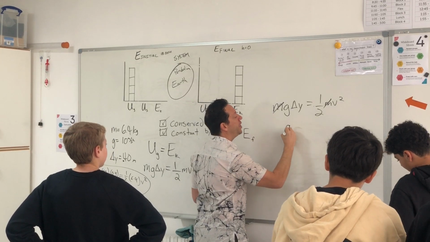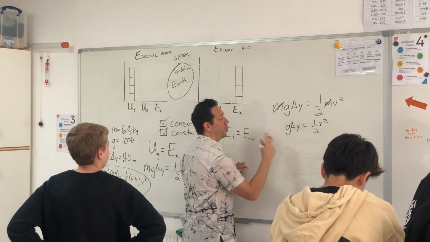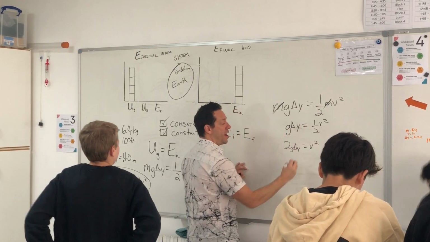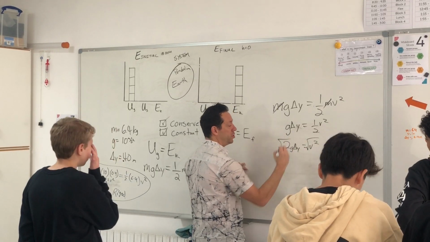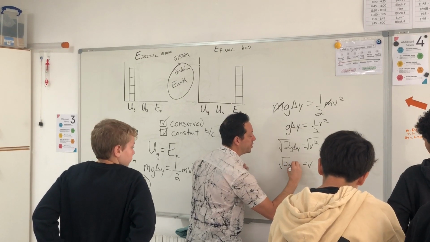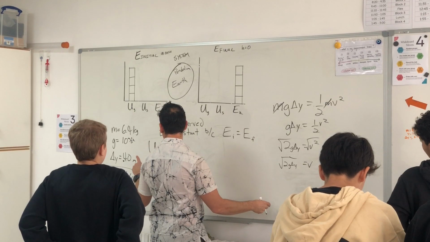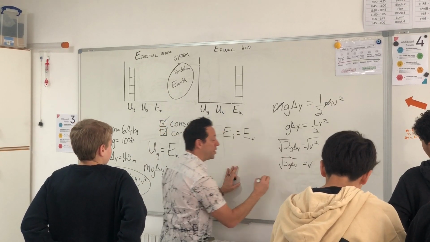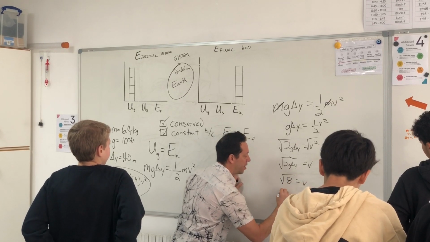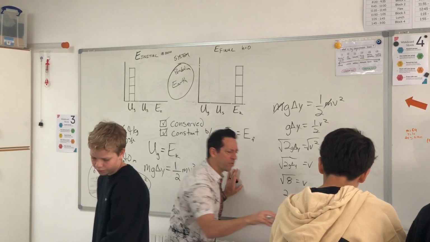So now I've got g change in y is equal to 1/2 v squared. Multiply 2 on both sides: 2g change in y is equal to v squared. I can square root both of these to get v equal to the square root of 2 times g times change in y. 2 times 10 is 20, times 0.4. 20 times 0.4 is equal to 8. I also got square root of 8, which, if you do your calculator, I believe is 2.3. Let me check that. 2.3.